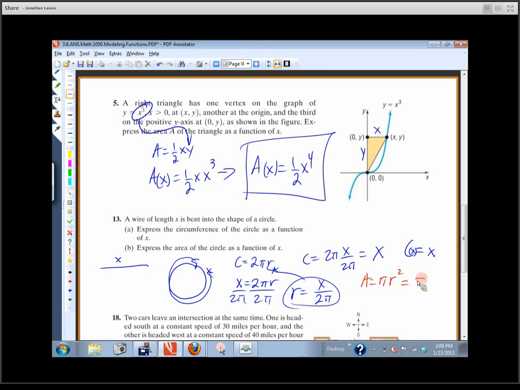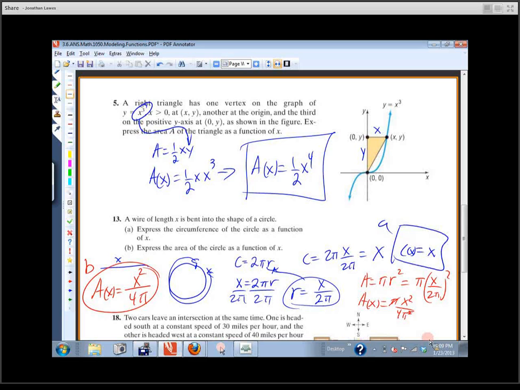So this would be pi times x over 2 pi, quantity squared. So now I've got the area as a function of x. Let's see what I get here. I get pi x squared. This would be 4 pi squared, right? Can I do anything to clean that up a little bit? Cancel the pi, cancel that pi. So the area as a function of x is, what goes on the top? X squared, and what goes on the bottom? 4 pi. Okay, so there's B. I'll make that look a little bit better. Here's A. Any questions?